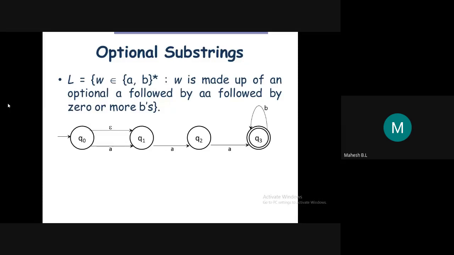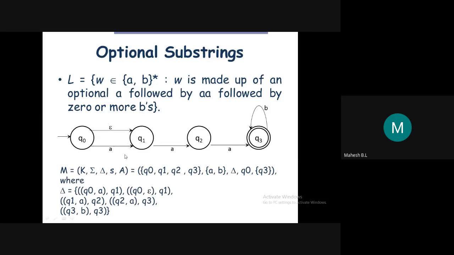So suppose in state Q0 you encounter B, that means the string has to be rejected. I hope all of you understood this. Here, in state Q0, there are two competing moves. Either you make a transition to Q1 by consuming A, or without consuming A. It's up to you to decide whether to follow the epsilon transition or the transition which consumes an A.